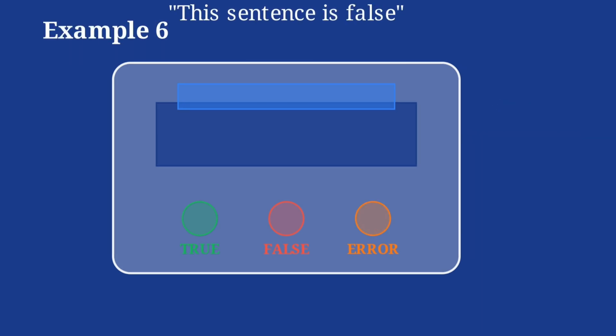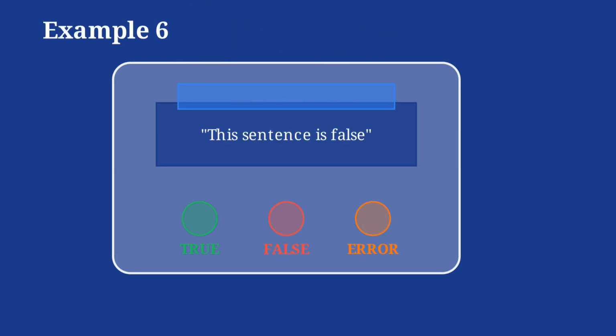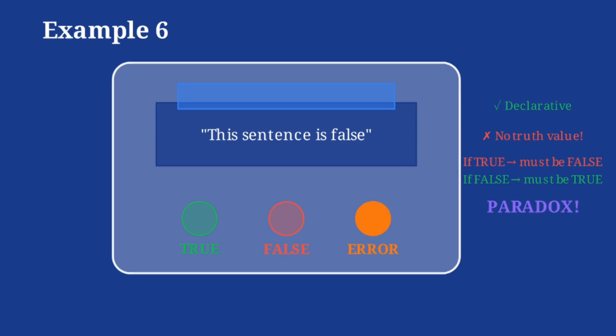Example 6. We feed in, "This sentence is false." Is it declarative? Yes. Does it have a truth value? Let's see. If it's true, then it must be false. If it's false, then it must be true. It can't be assigned a truth value. This is a paradox. Error. This is not a statement.